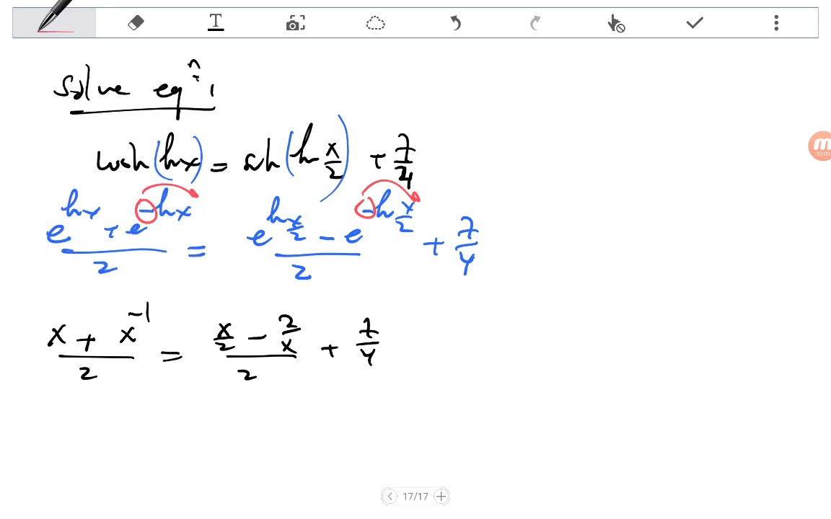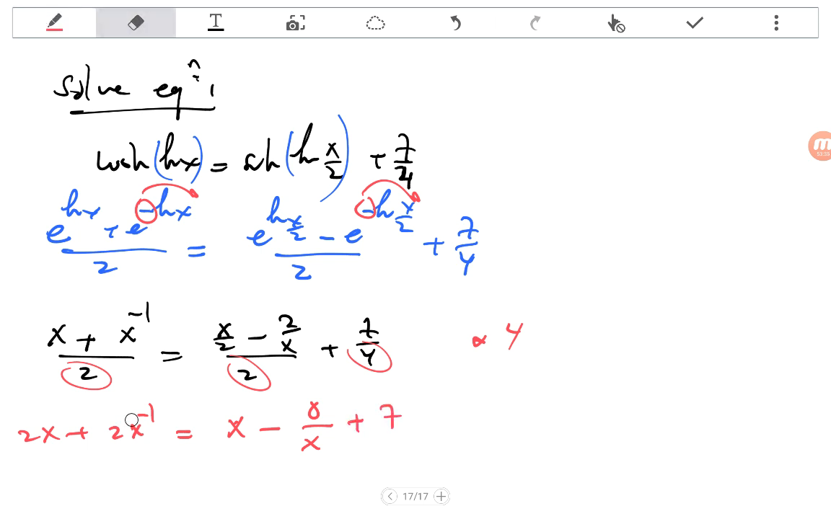To get rid of these denominators 2, 2 and 4, I will multiply the whole equation by 4. So it will be 2x + 2x^(-1) = 2x - 2/x + 7, and that will be 1 over x. I will also multiply the whole equation by x, to get rid of that x in the denominator, so it will be 2x^2 + 2 = x^2 - 8 + 7x.